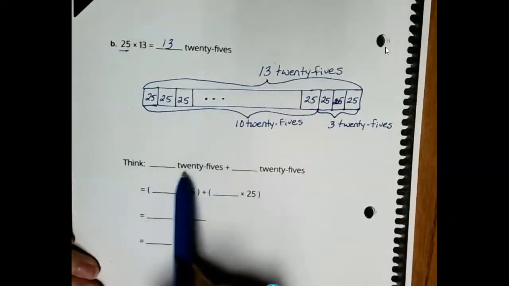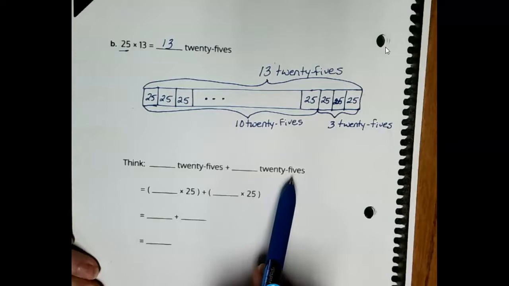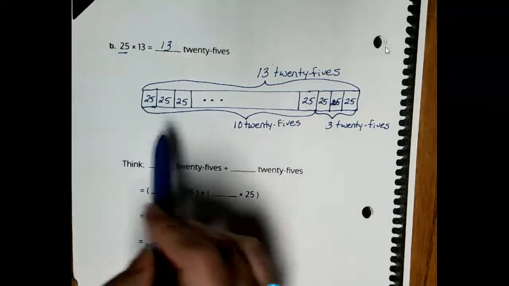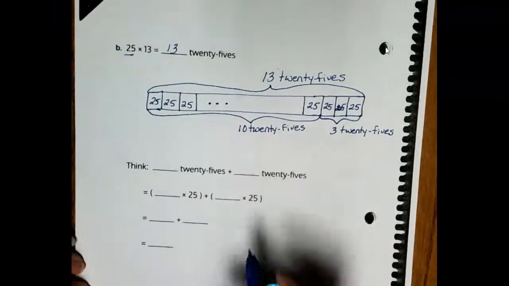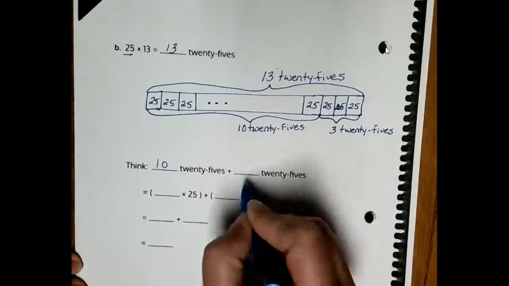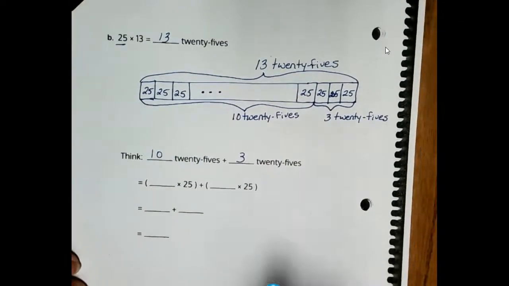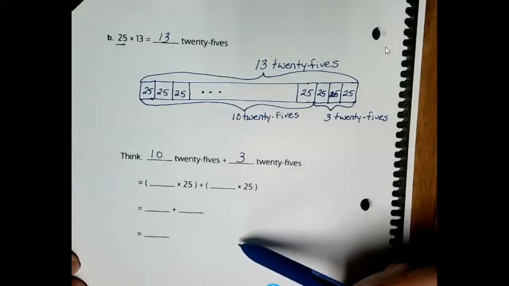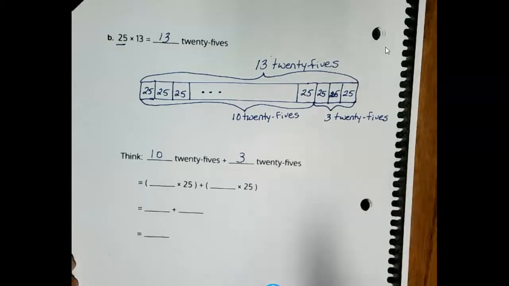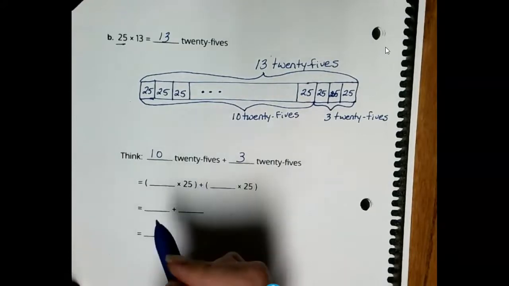Go ahead and fill out the next part for your thinking. Pause and continue when you're ready. So by looking at our diagram here, we see that there are 10 25s plus 3 25s. Now see if you can solve the rest of this on your own. Pause and come back when you're ready to check your answers. Let's see how you did.